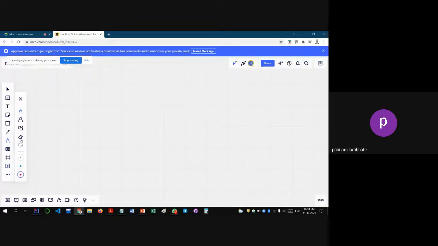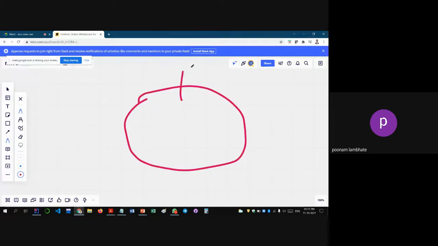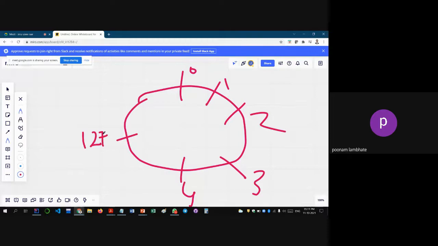So suppose you have a circle over here. You start off from 0, then you go to 1, 2, 3, and so on. You'll go up to 127. Okay. And then before 0, what do you have? Minus 1, then you have minus 2, and so on. You'll go up to minus 128.